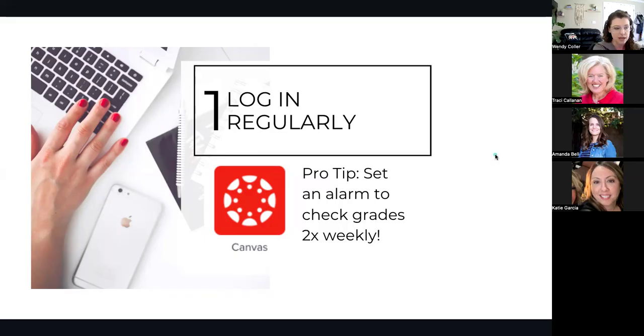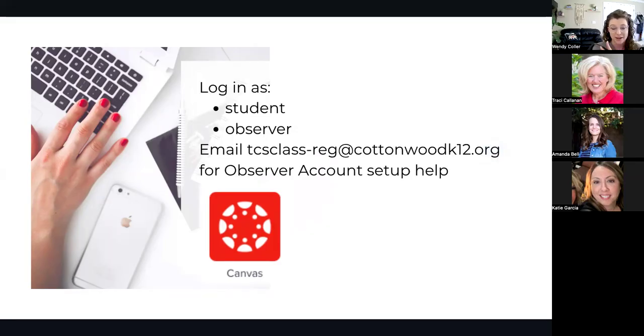So logging into Canvas, you can do a couple different ways as a parent. You can log in as your student. I do this for my own student. I know her student ID and I know her email, and so I log in as her in her account, and she knows that that's something that I'm doing, so that I can check up on her progress and her grades. You can also set up an observer account as a parent. They're just two different ways of viewing essentially the same things.